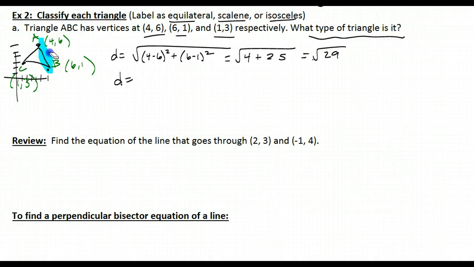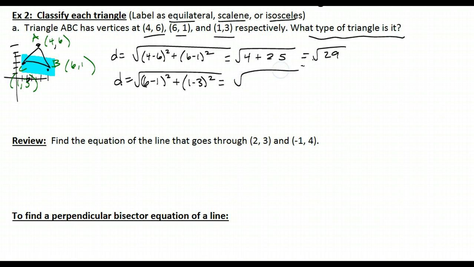Alright, next I'm going to go from 6, 1 to 1, 3. And so I am going to do 6 subtract 1 squared plus 1 subtract 3 squared, and 6 subtract 1 is 5, 5 squared is 25, 1 subtract 3 is -2, -2 squared is 4. Oh, sweet, square root of 29 again.